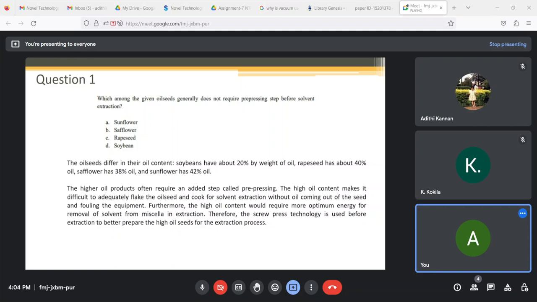leak out and can be collected from a different port. So this is known as screw press technology. We will also discuss this in the later slides. So the pre-pressing is done by screw press technology before proceeding with solvent extraction in the case of high oil seeds. The answer is option D, which has very little oil content.